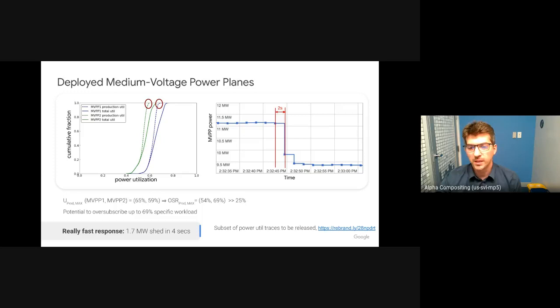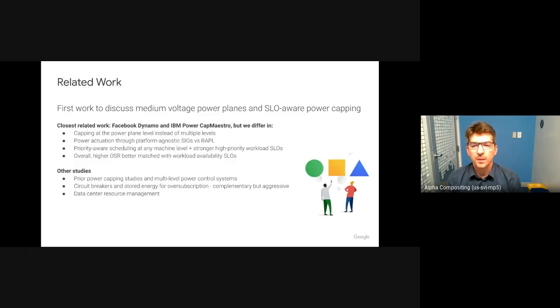In this work, we described Google's medium voltage electrical architecture co-developed with an SLO-aware power capping solution. There has been significant prior work, both in industry and academia, in this important area. In contrast to existing studies, our solution focuses on a single choke point level of the power hierarchy, thus it's less complex, and it's platform agnostic since our implementation sets load only using operating system level signals instead of platform level power knobs. Multi-level power control systems, using energy stored in batteries to ride peaks, or managing resources at the data center level are all orthogonal to our current approach.